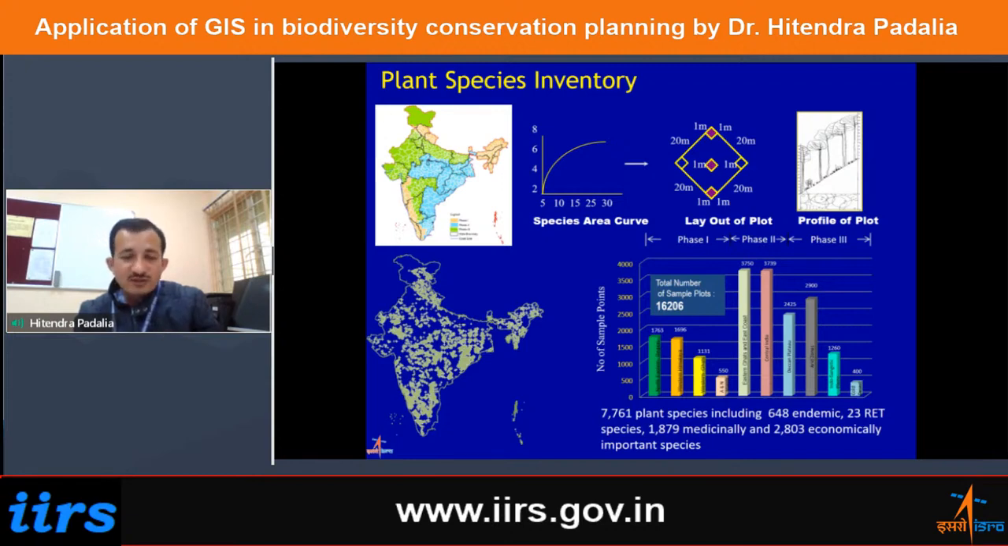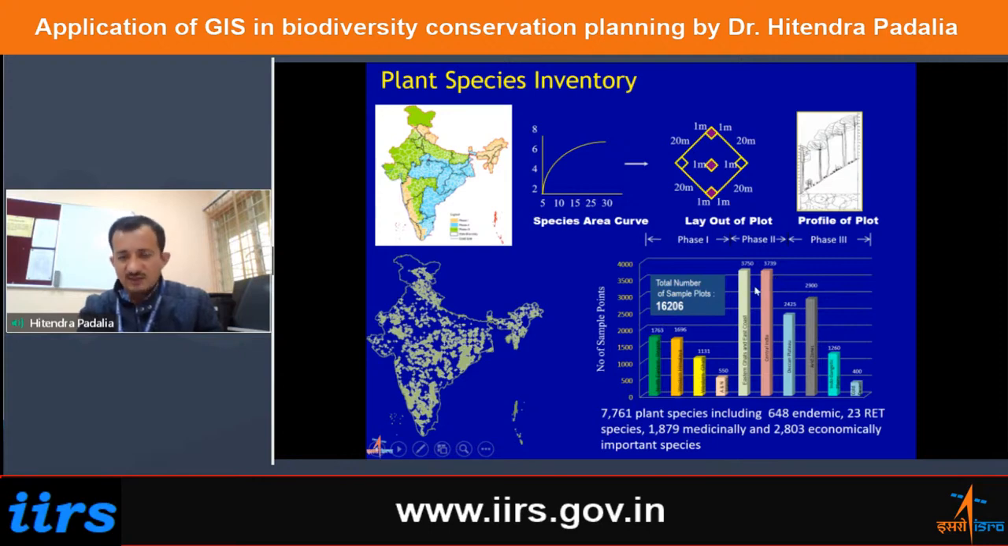A map alone is not enough. You need to know what is contained within each class of vegetation identified through mapping, what kind of plants and what kind of animals are there. In this case, one picture shows the distribution of sample plots laid out across the country by a very large number of scientists and researchers in this project. This graph shows how many plant species were encountered in different vegetation types or different regions of the country.